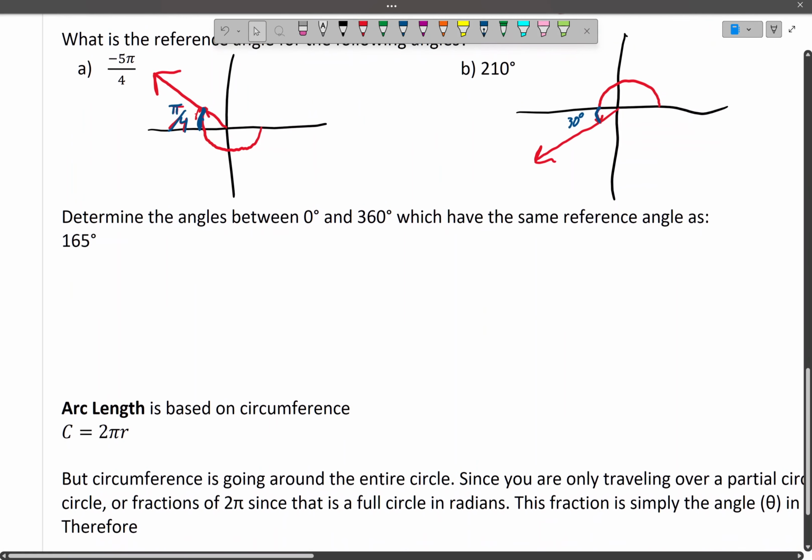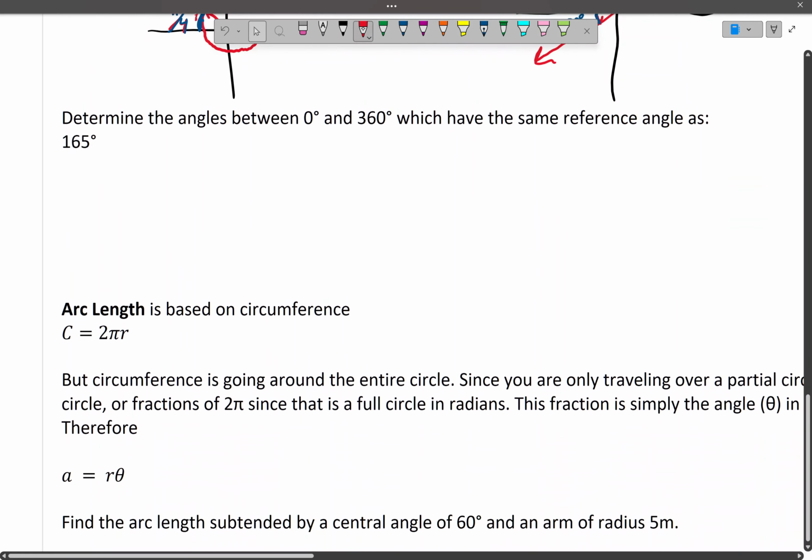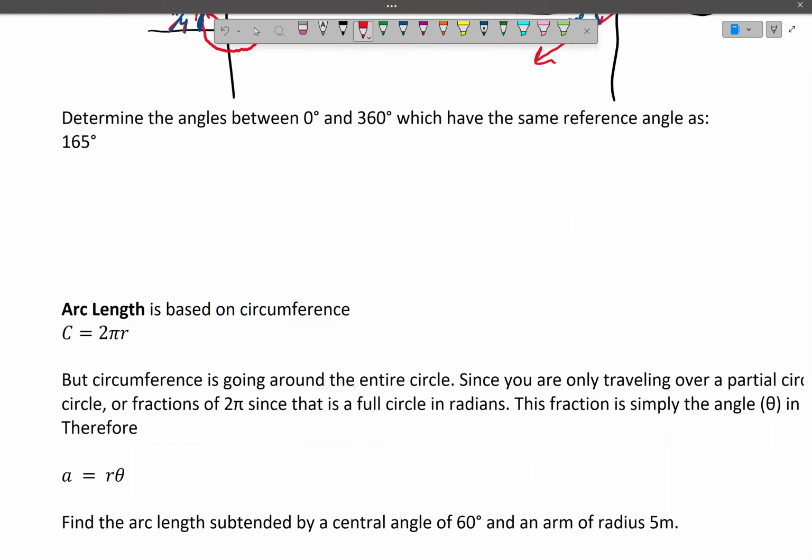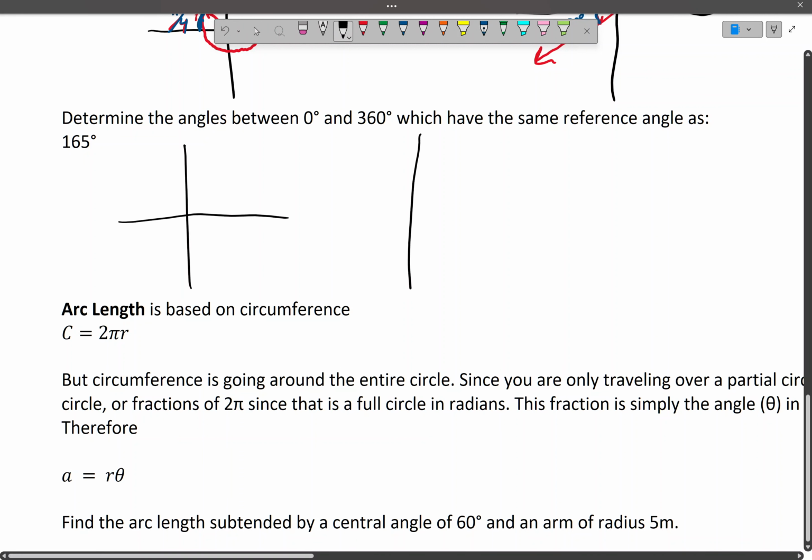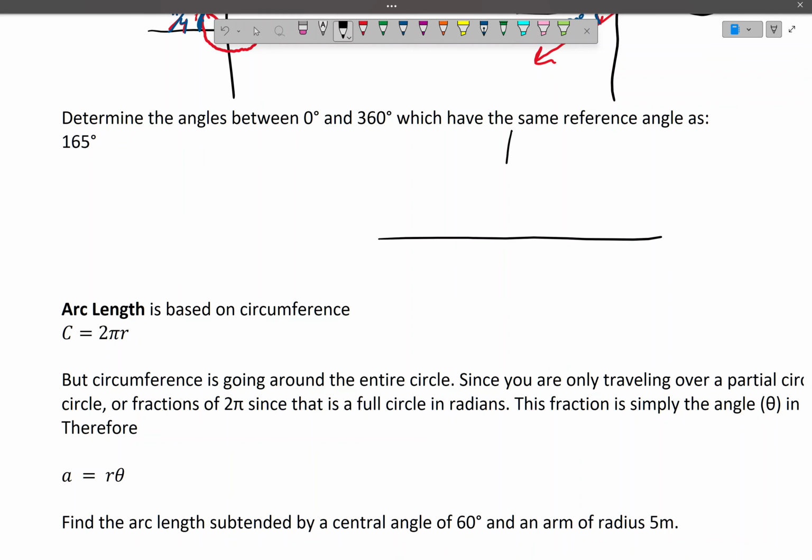Okay, determine the angles between 0 and 360 that have the same reference angle as 165. So if you look at these options, actually what I'm going to do is just draw one really big one. Okay, the original one is 165, so it ends up going right about here somewhere. And that is 15 degrees away from the x-axis.